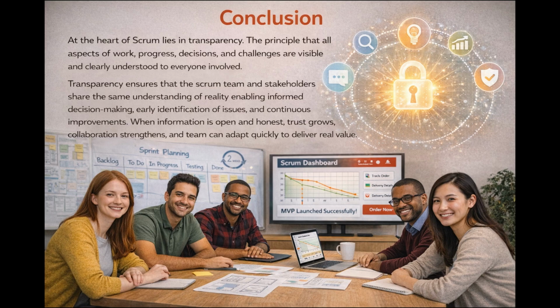Transparency ensures that the Scrum team and stakeholders share the same understanding of reality, enabling informed decision making, early identification of issues, and continuous improvement. When information is open and honest, trust grows, collaboration strengthens, and the team can adapt quickly to deliver real value.